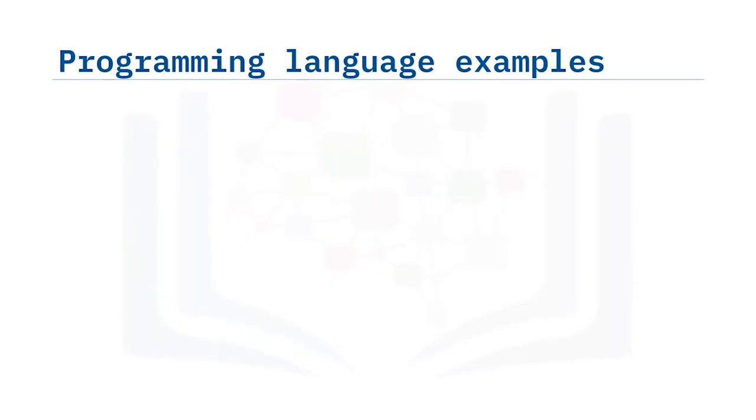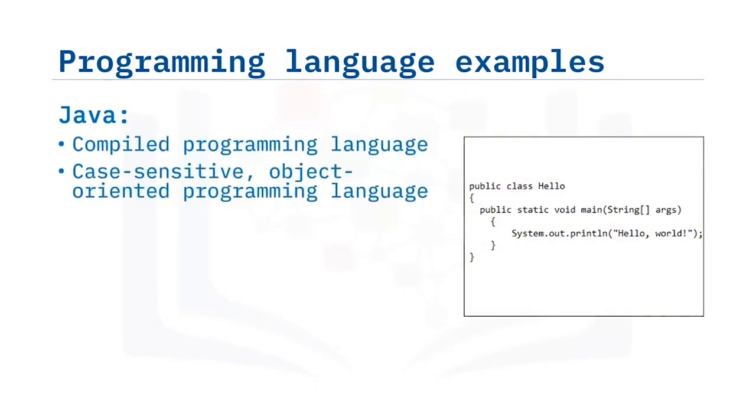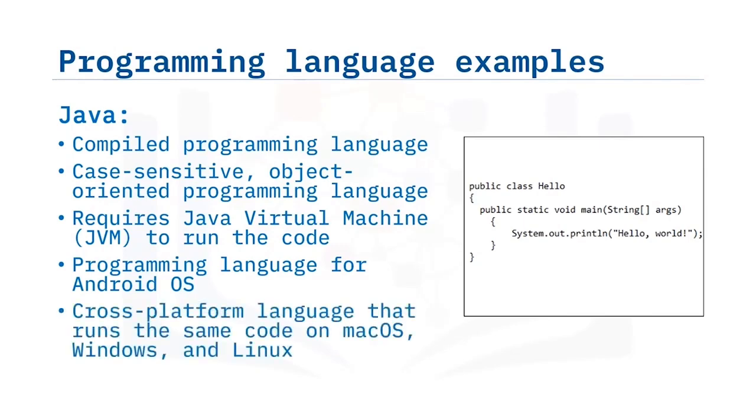Another common programming language is Java. It is a compiled programming language. It is also a case-sensitive, object-oriented programming language. The Java Virtual Machine, or JVM, is required to run the code written in Java. It is the primary programming language for some operating systems, like the Android OS. And a benefit of Java is that it is a cross-platform language, which means it runs the same code on Mac OS, Windows, and Linux.